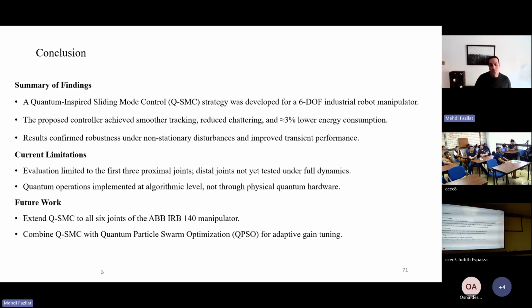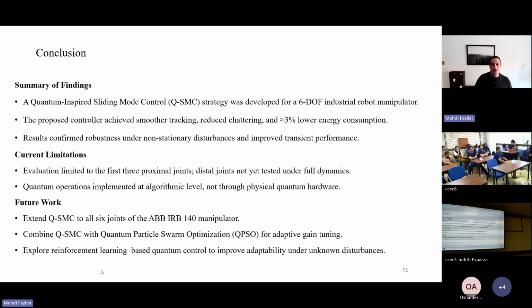We also plan to integrate an advanced optimization algorithm like quantum particle swarm optimization for gain tuning. The last one is to explore reinforcement learning with quantum control for improved performance. Overall, this direction is toward a powerful control framework that integrates quantum computing and advanced control theory for more intelligent, precise, and energy-efficient systems.